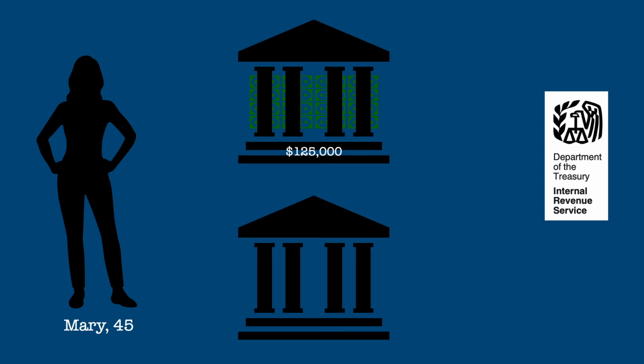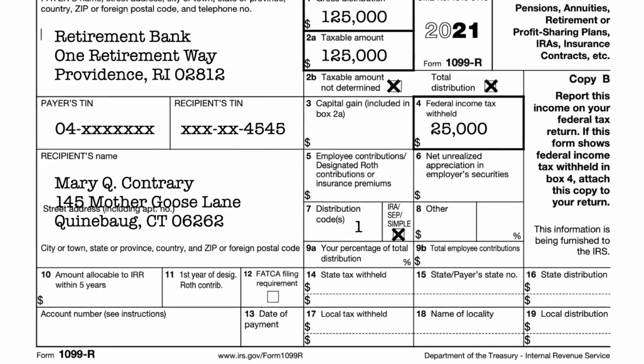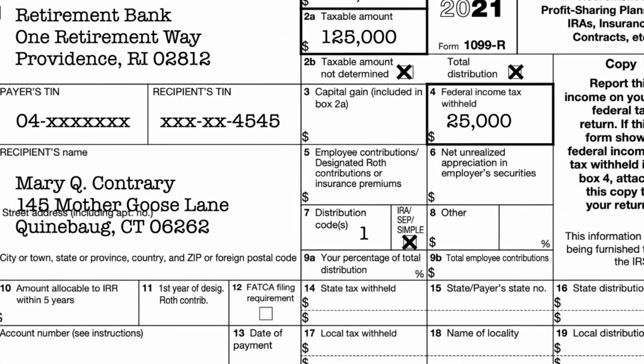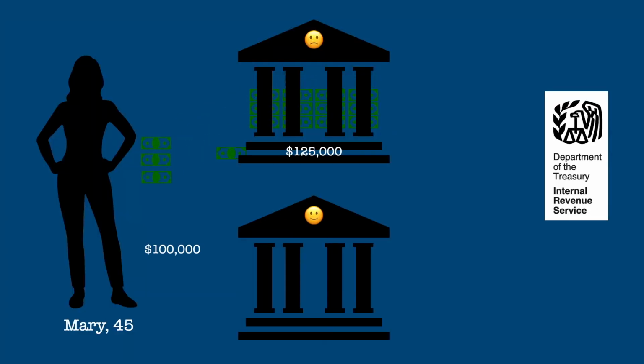Mary, 45, is dissatisfied with the performance of her current IRA and wishes to roll over the funds to a new IRA with better performance. But she hasn't decided which IRA plan she will transfer her funds to. So she requests a full payout of her IRA balance of $125,000. Since she is under age 59 and a half, her distribution is subject to mandatory 20% federal income tax withholding, which, in this case, comes to $25,000.